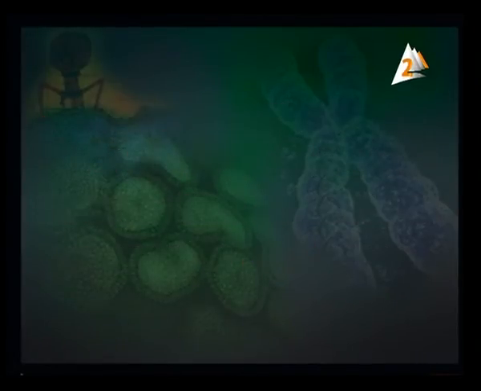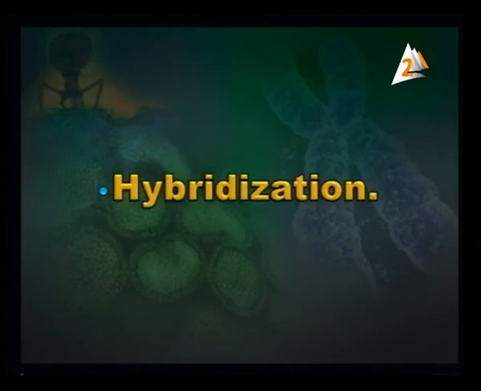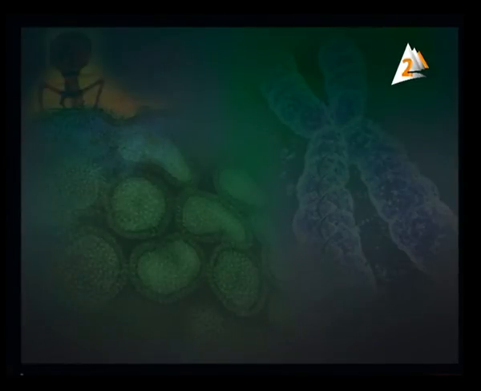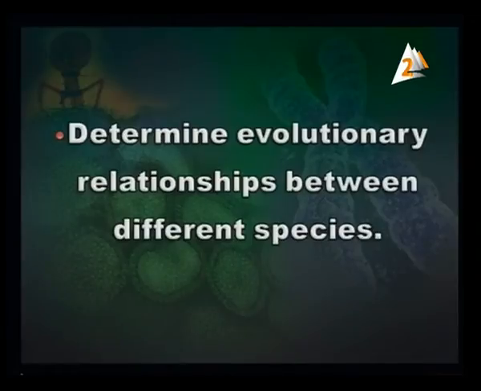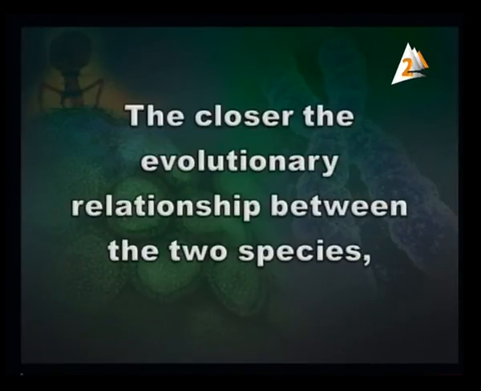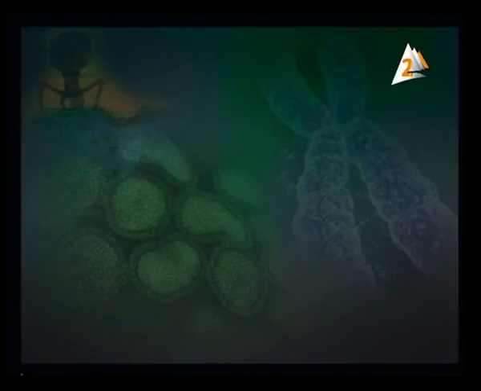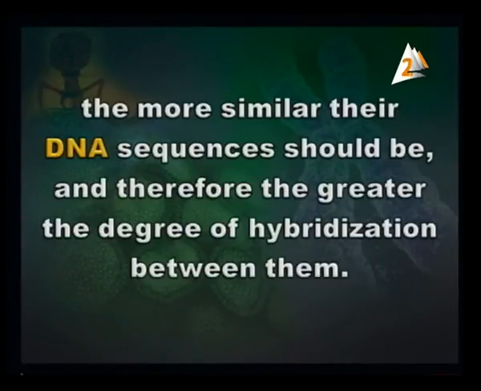The second, mention the uses of hybridization. First, determine evolutionary relationship between different species. The closer the evolutionary relationship between the two species, the more similar their DNA sequence should be, and therefore the greater the degree of hybridization between them.